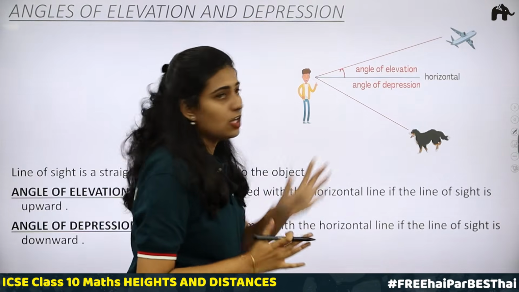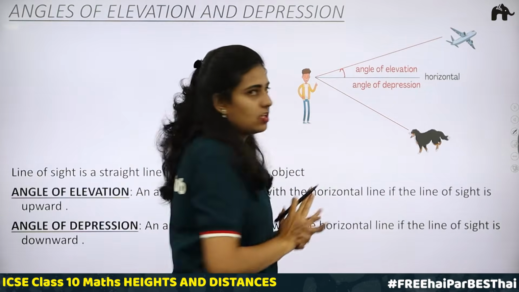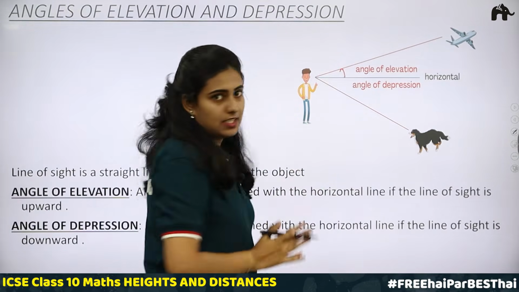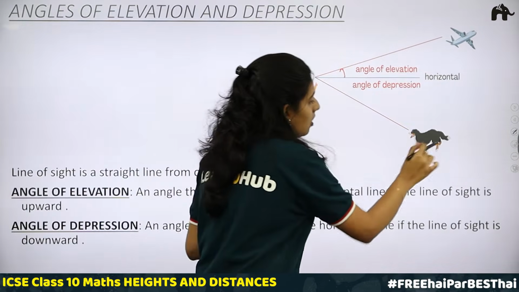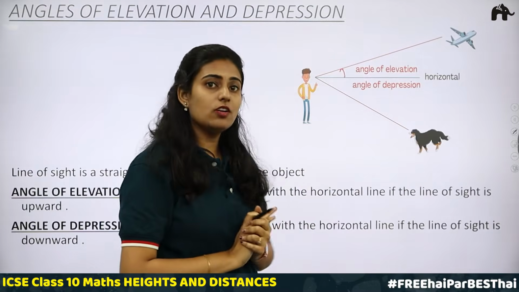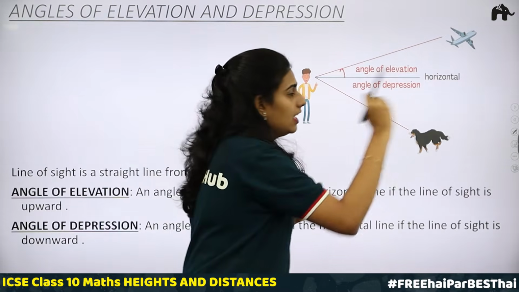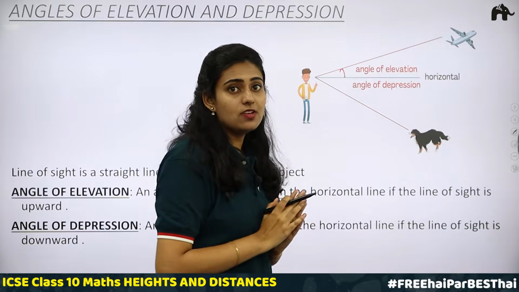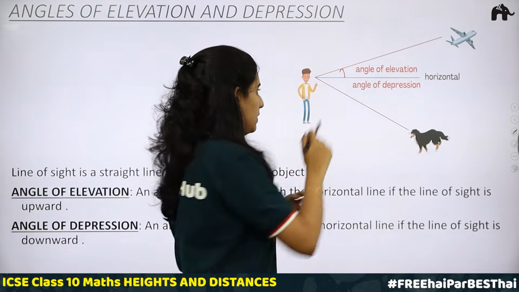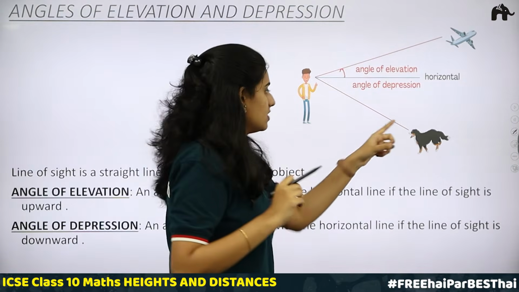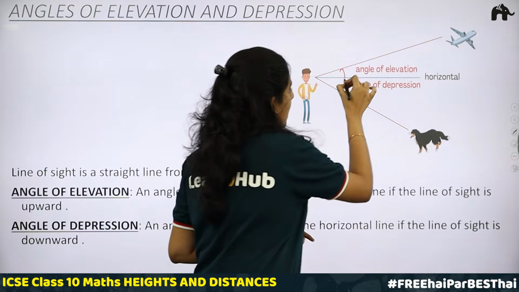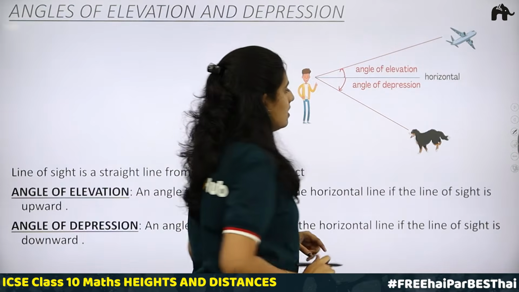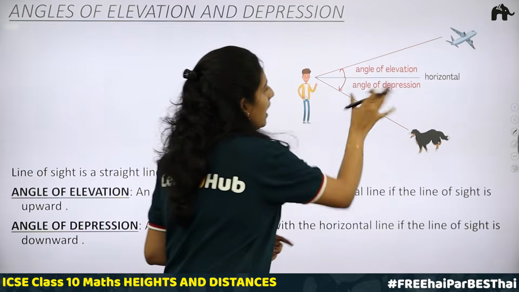Now, angle of depression. This person is on a building. We are imagining this person is on a building and he wants to see a dog on the ground. What will he have to do? If he looks straight, he cannot find this dog. He will have to bend his head downward in order to see the dog. In that case, the angle made with the horizontal is called the angle of depression.